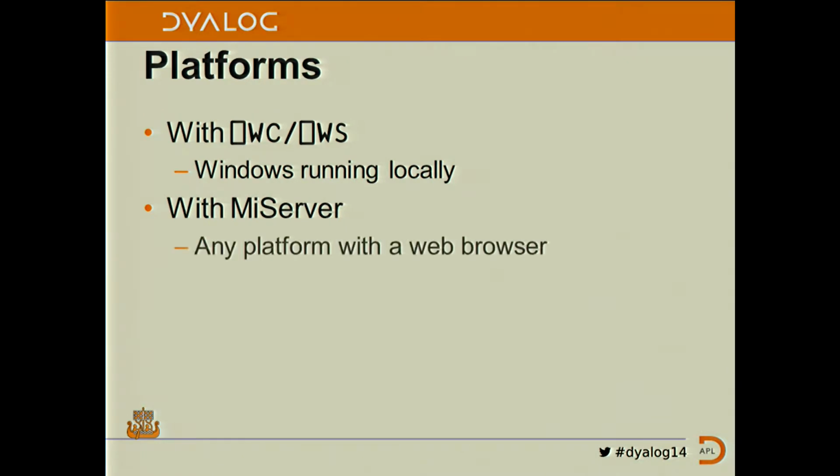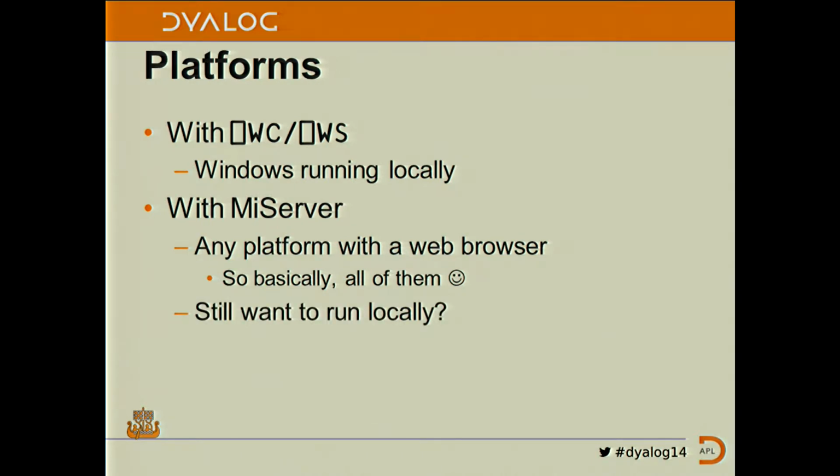In terms of platforms, well, with quad WC, quad WS, it's Windows running locally, or as Morton pointed out when he reviewed my slides, also if you're running on a citrus farm. With MiServer, again, it's any platform with a web browser, so basically all of them. And if you still want to run locally, right, Morton talked about having an embedded HTML renderer built into the interpreter. So once you do that, you can generate content using MiServer that will run either on the internet or locally using the local rendering capability.